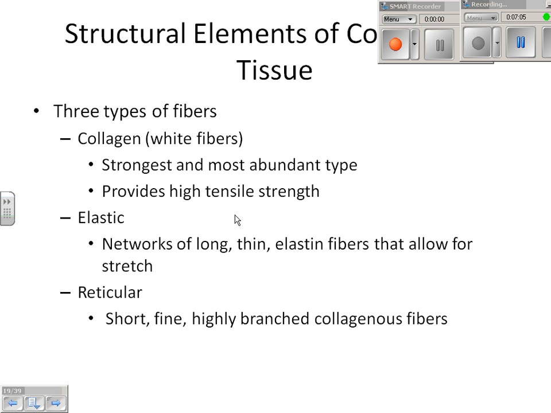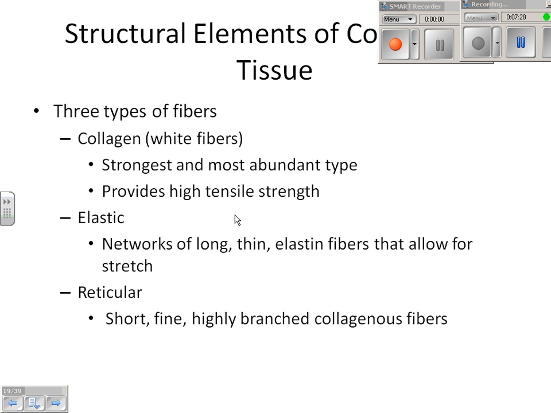The next type of fiber is elastic. Of course, that one's a little more straightforward. Elasticy, right? You think of stretchy, and that's exactly what is going on with this fiber. They're long, thin, elasticy fibers to allow for stretch. And then the last type of fiber is called reticular. These are short, fine, highly branched collagenous fibers.